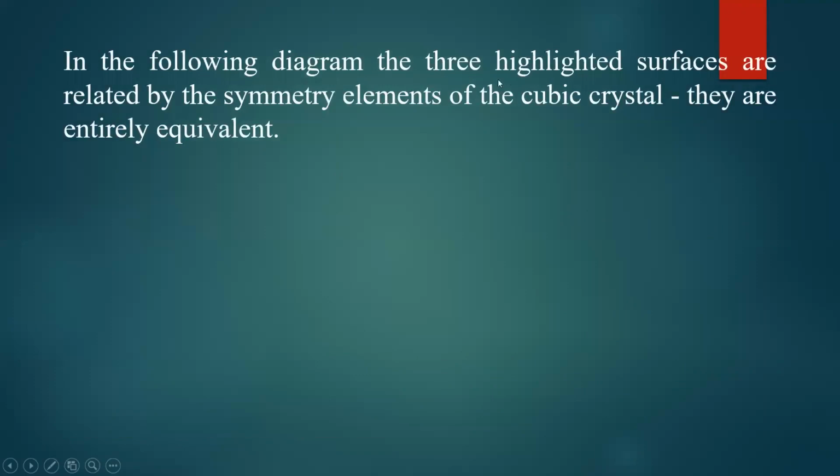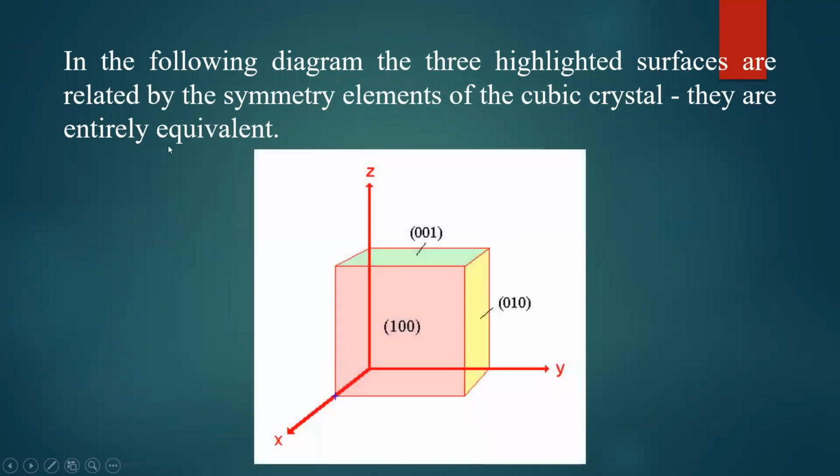In the following diagram, the three highlighted surfaces are related by the symmetry elements of the cubic crystal, and they are entirely equivalent. So just to remember, the planes 1, 0, 0, 0, 1, 0, and 0, 0, 1 will have the same set of symmetry elements, and they are said to be equivalent. If you take the sum of h square plus k square plus l square, and they are equal, those planes are said to be equivalent to one another with respect to their symmetry elements.